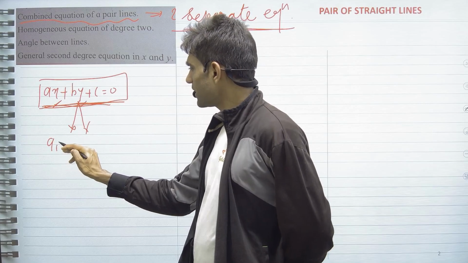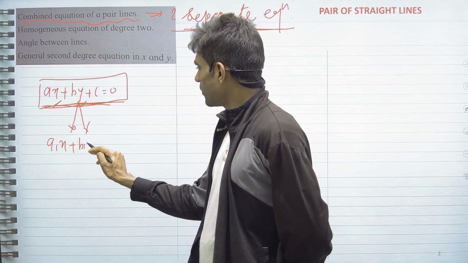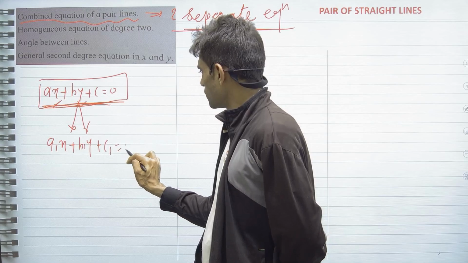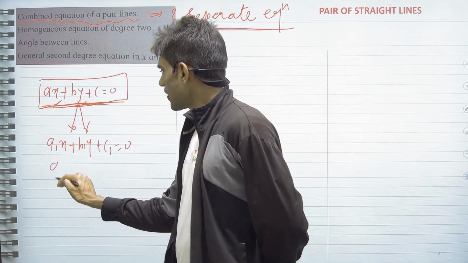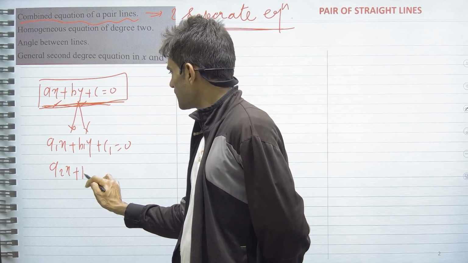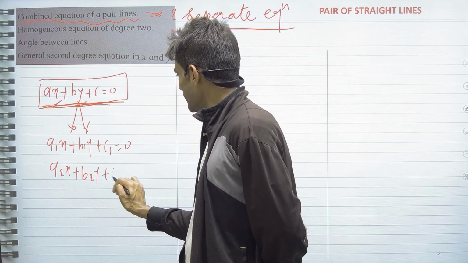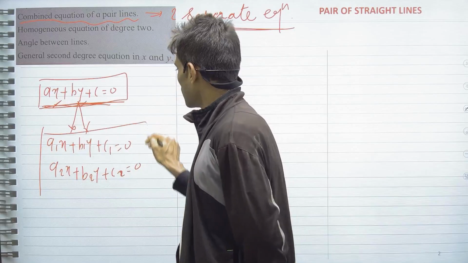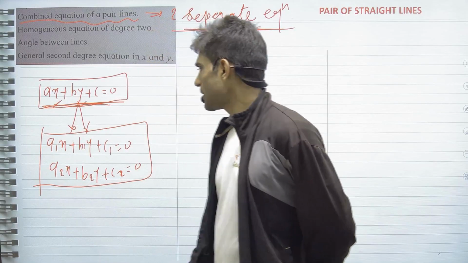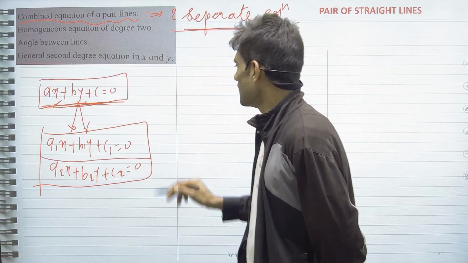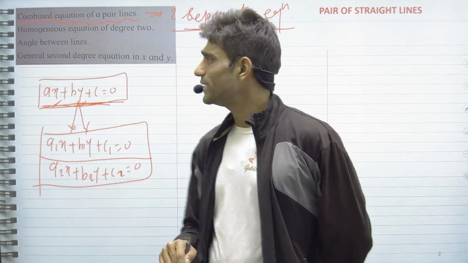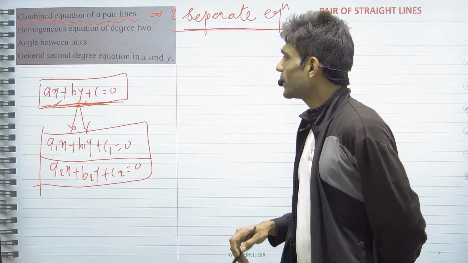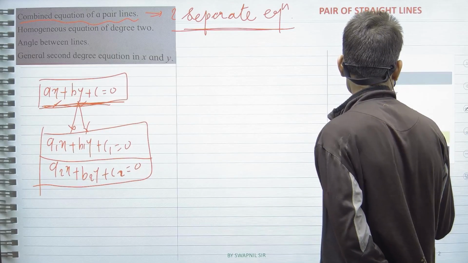So I consider a1x plus b1y plus c1 equal to 0, and another equation a2x plus b2y plus c2 equal to 0. So we have these two separate equations. Now we want the combined equation from these two separate equations. So how can we find the combined equation using two separate equations?